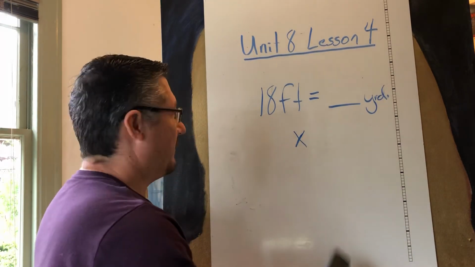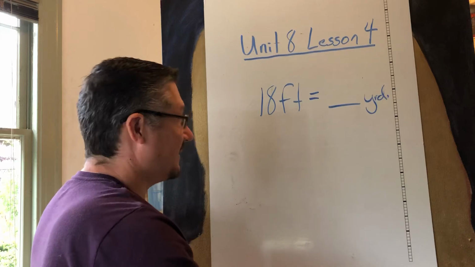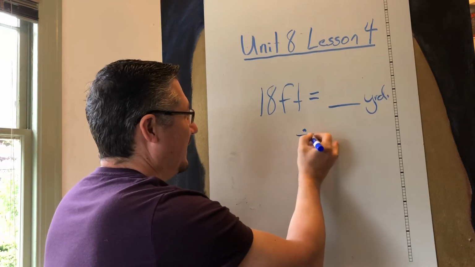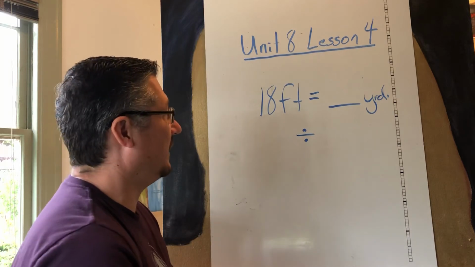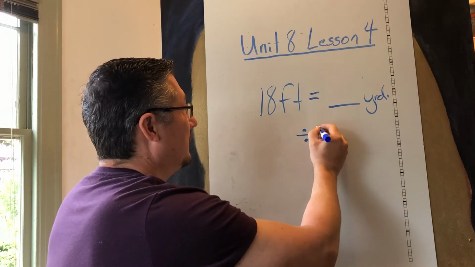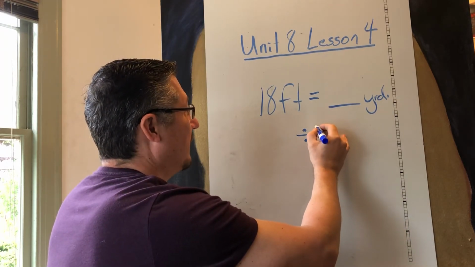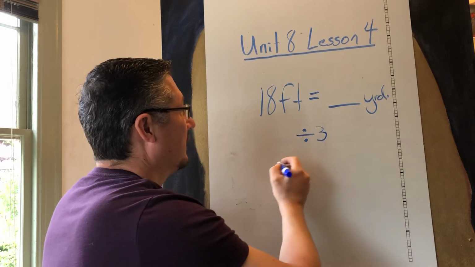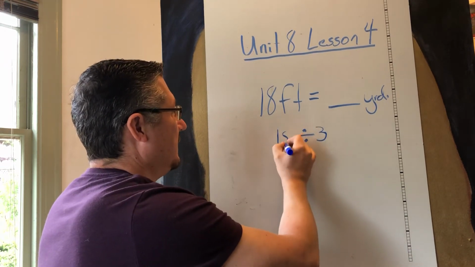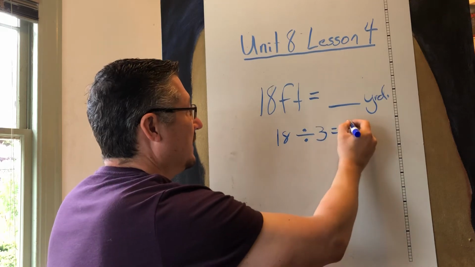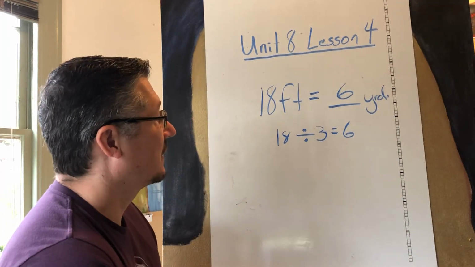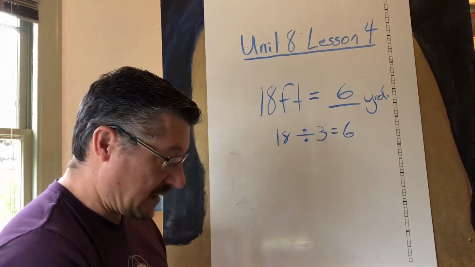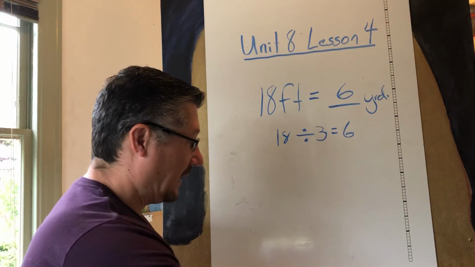Okay, it's multiply. Oh, wait, no, my bad. I made a mistake. It's divide, isn't it? Yeah, divide, right? So now I'm going to look feet to yards. It is 3 feet per yard. So I'm going to divide by 3. So I'm going to take my 18, divide it by 3, is 6. So I need to buy 6 yards. Okay, those are your examples of conversion.